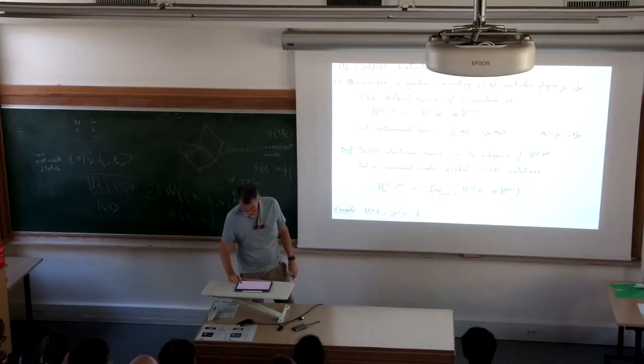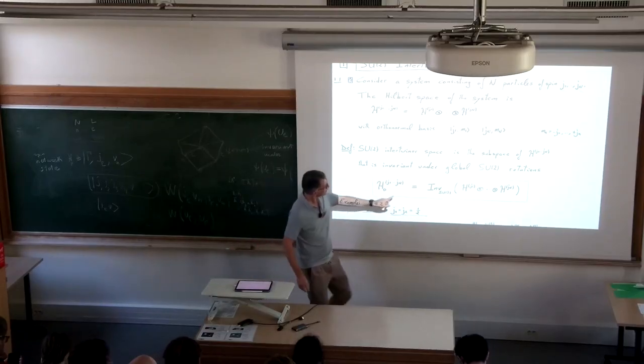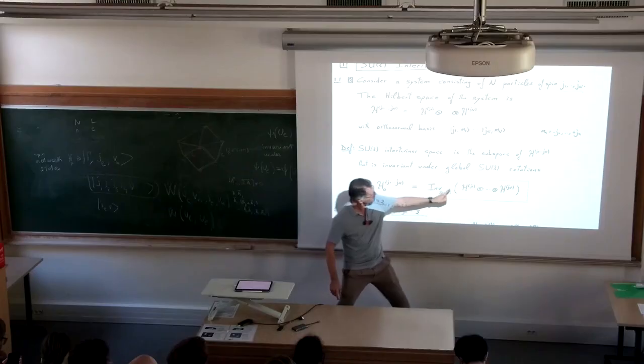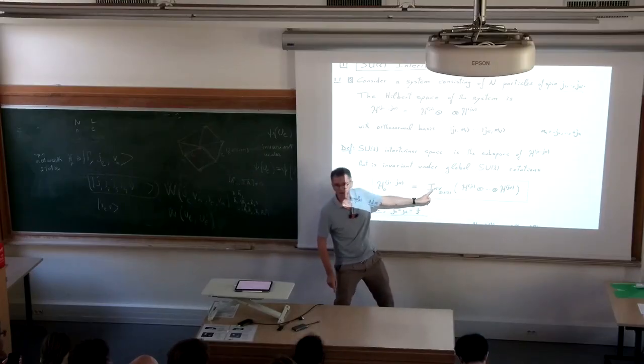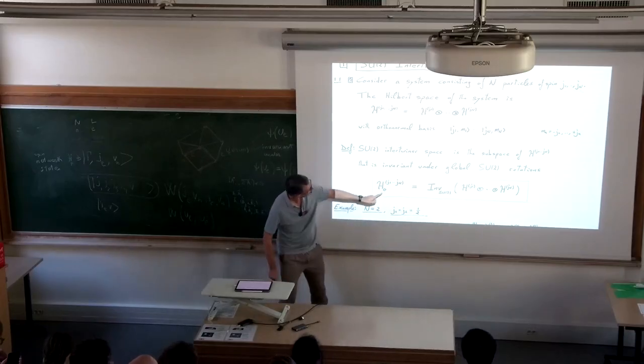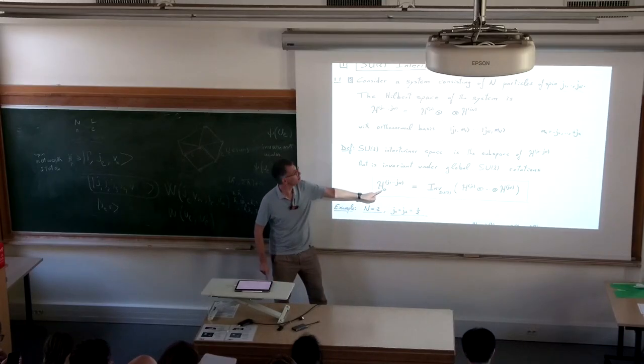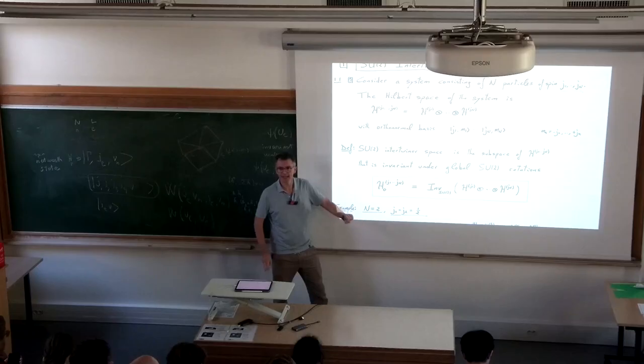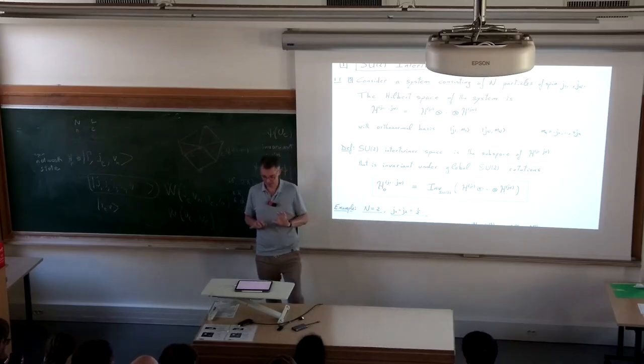So here, Carlo used this notation. You take the tensor product and then you take the invariant under SU2. I'm denoting it here with a 0. So I have to say, what is this 0? In what sense it's invariant? And before giving you the definition, I'm going to go through examples.